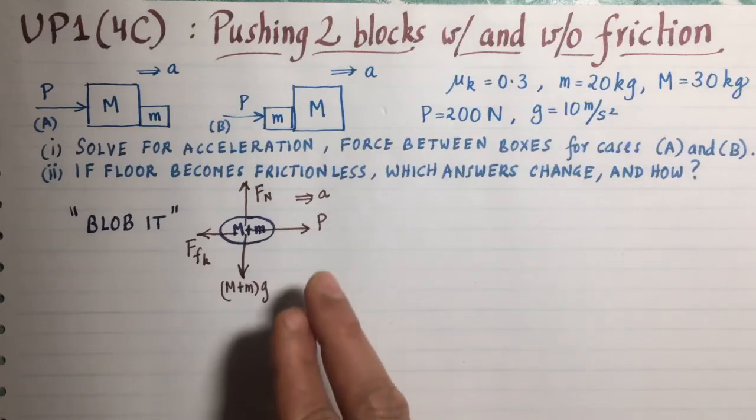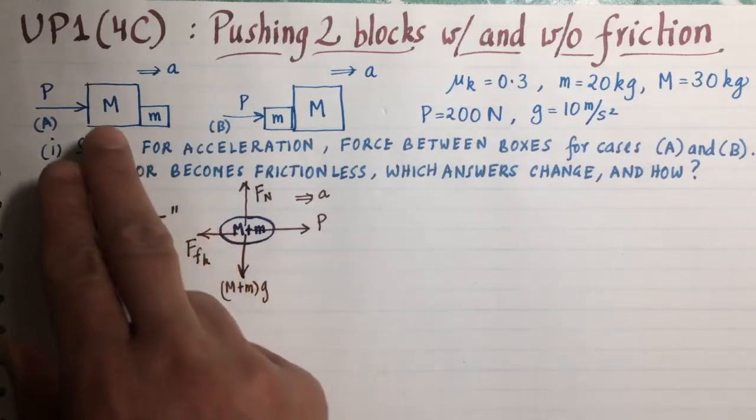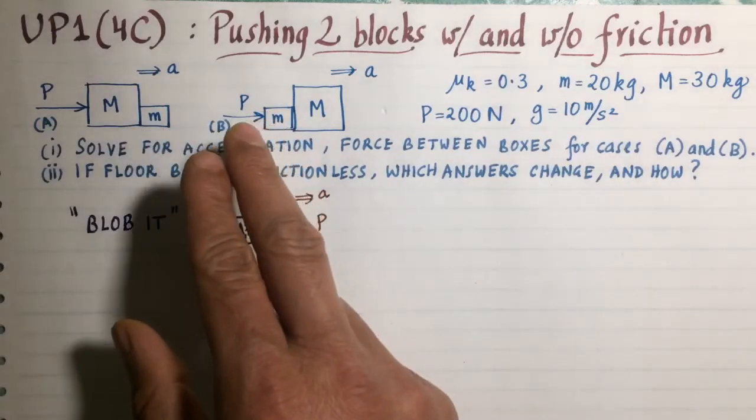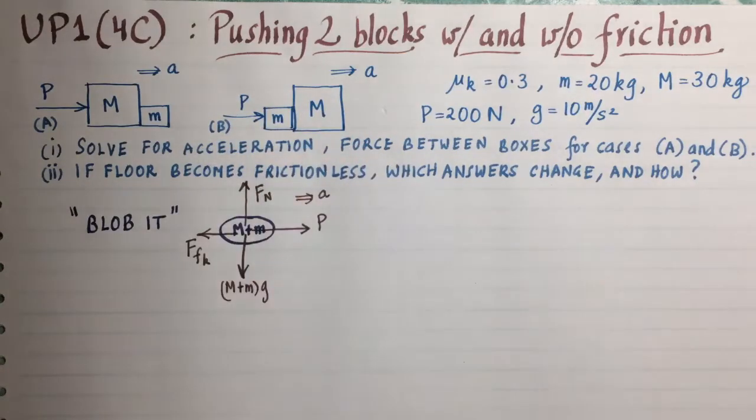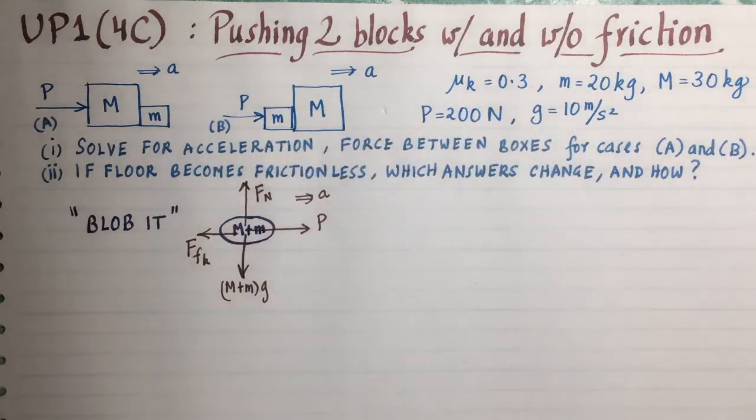Now you can immediately see from this blobbing philosophy, it doesn't matter whether M is ahead of m or little m is ahead of M, the accelerations are going to be the same because it's only the combined mass that seems to matter, especially since the coefficient of friction mu sub k is the same for both boxes with respect to the floor. Let's write down the equations that we have in this circumstance.